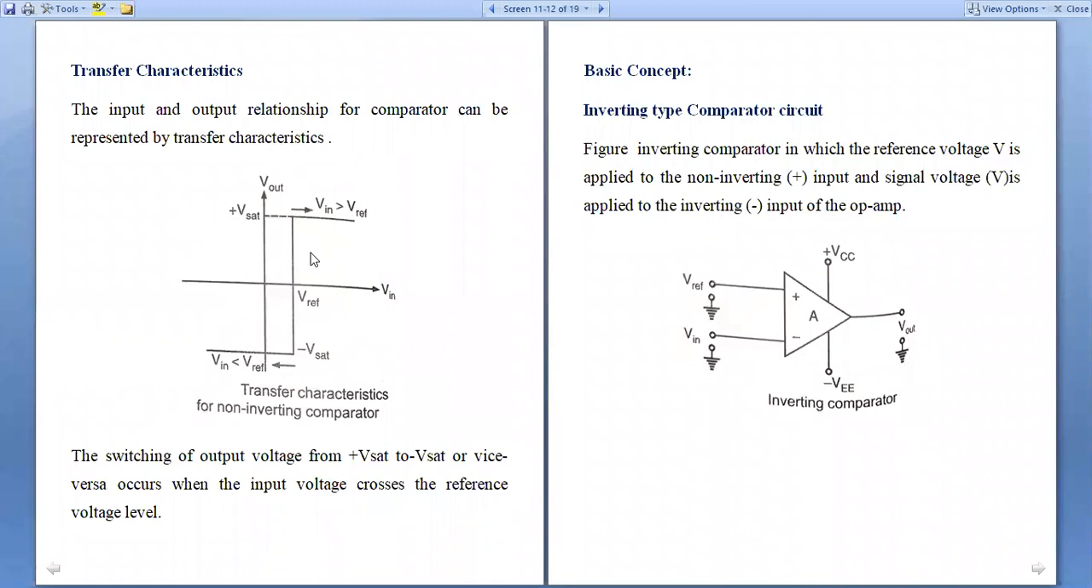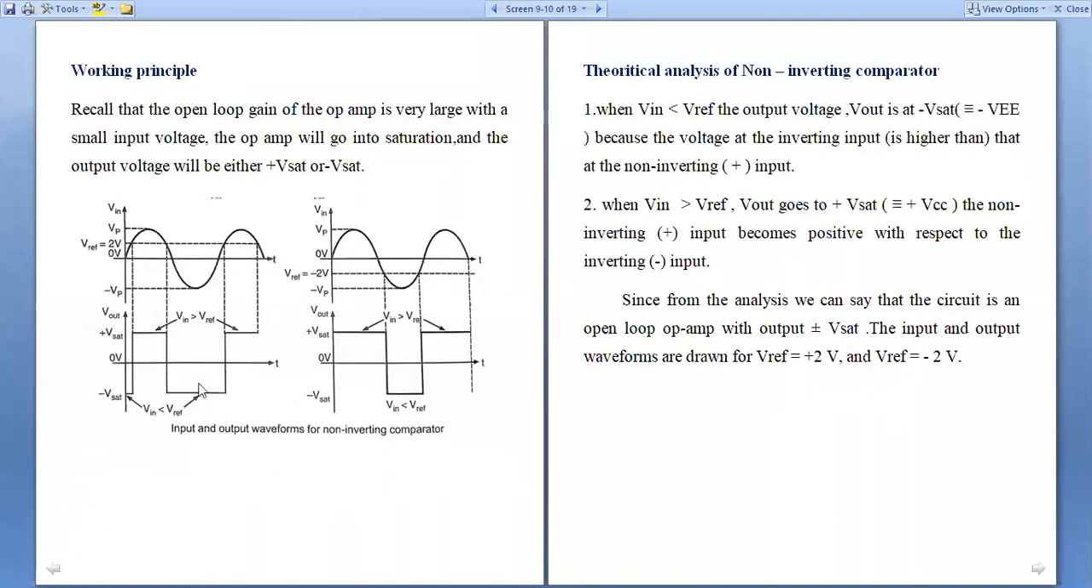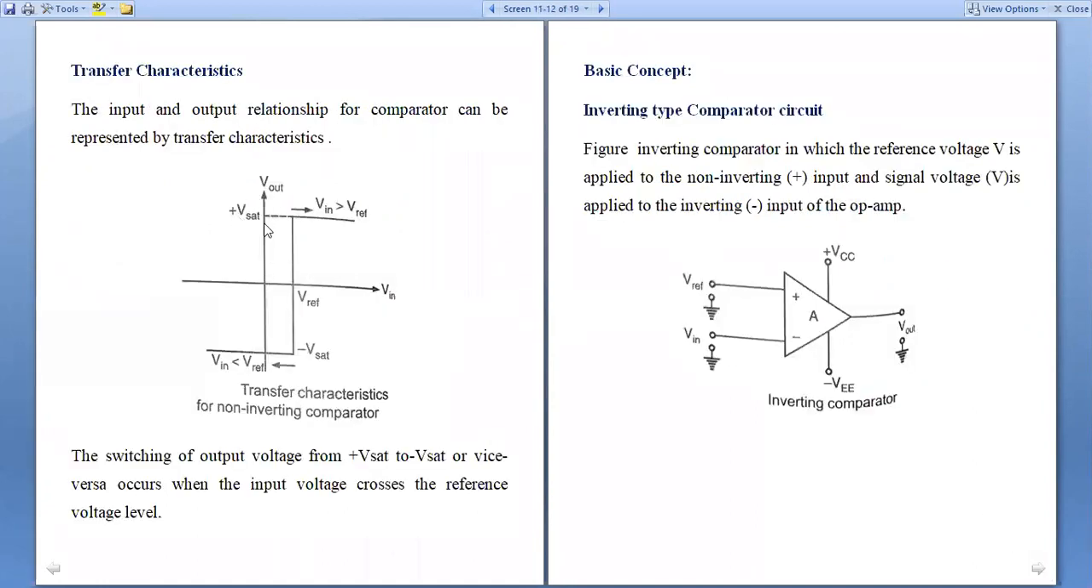Here we can observe these transfer characteristics, which are derived from the output voltage characteristics. From the output voltage characteristics of plus V saturation and minus V saturation, we primarily explained the behavior of the transfer characteristics. The entire explanation of transfer characteristics is given with respect to the behavior of plus V sat and minus V sat. That means the existence of positive saturation voltage and negative saturation voltage is explained with respect to this particular transfer characteristics.